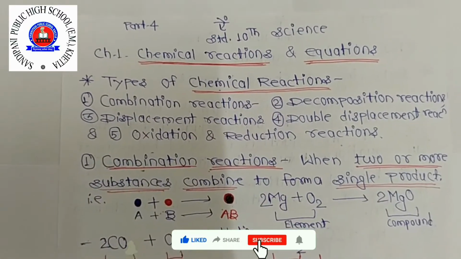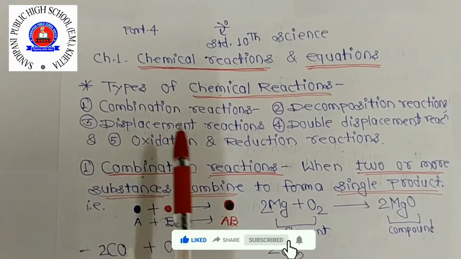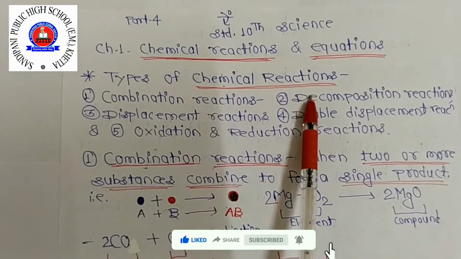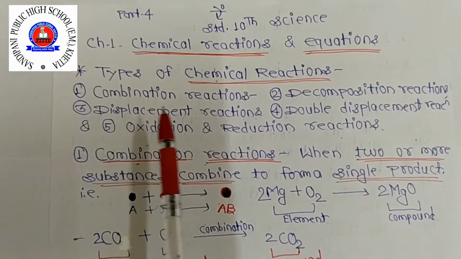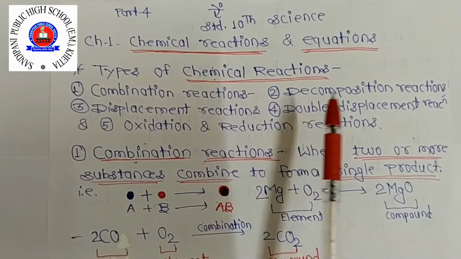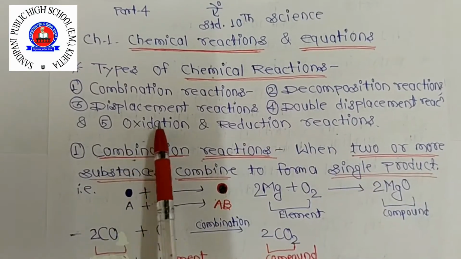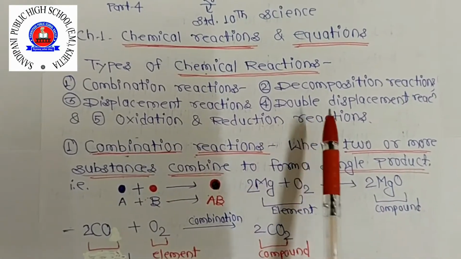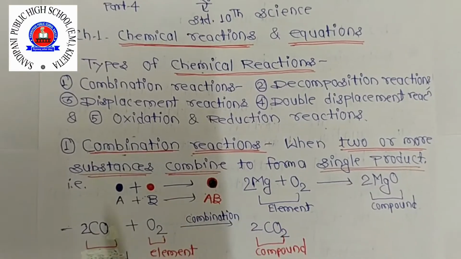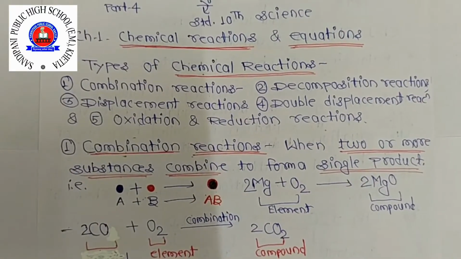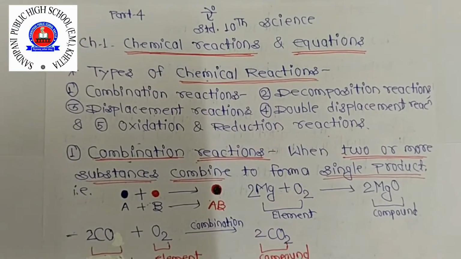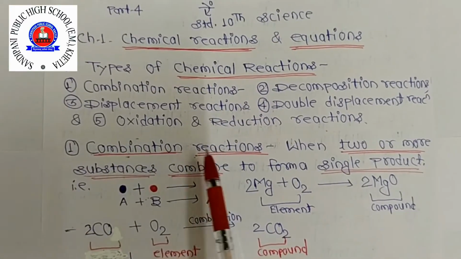Some of the important types of chemical reaction are: first, combination reaction; second, decomposition reaction; third, displacement reaction; fourth, double displacement reaction; and fifth, oxidation and reduction reaction. So we will now discuss all these reactions in detail one by one. Let us start with the combination reaction.